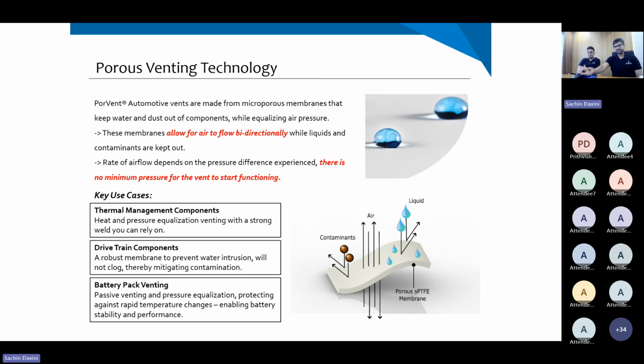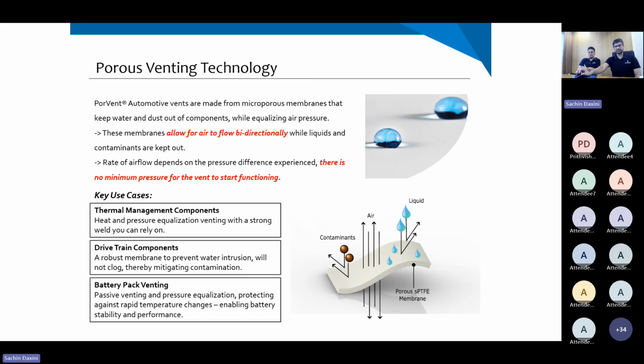So a porous membrane is essentially a plastic product which has micro-sized pores inside. There are different manufacturing techniques leading to different types of porous membranes, which I shared in the previous slide. But essentially, you have a microporous structure which is very, very resilient. It does not allow any contamination or any dust particles to enter its structure. It also does not allow any fluid to pass through, so it is repellent to water.